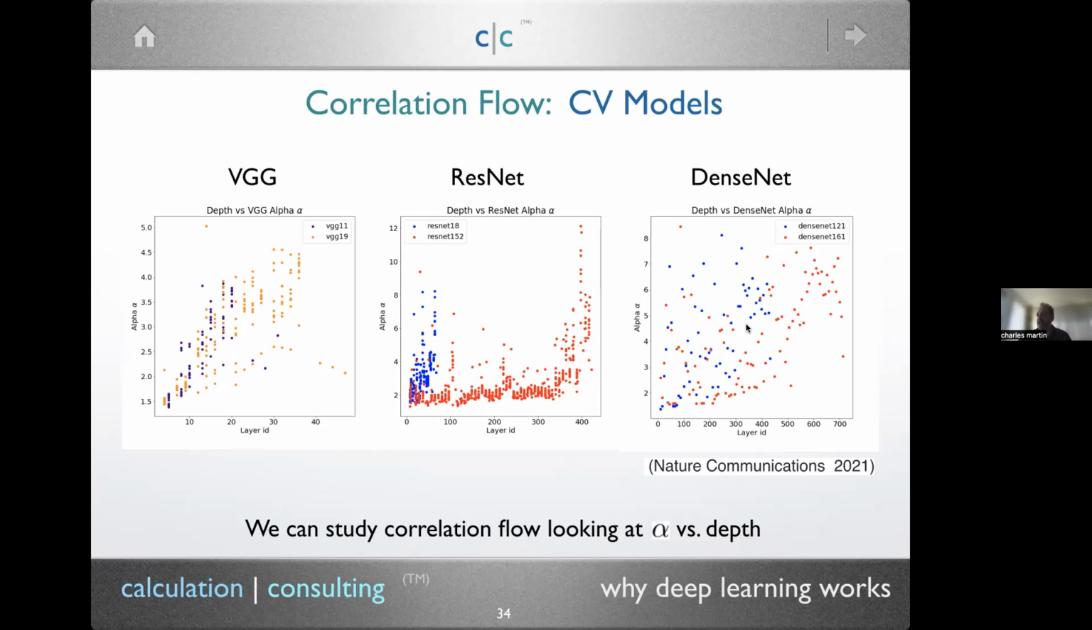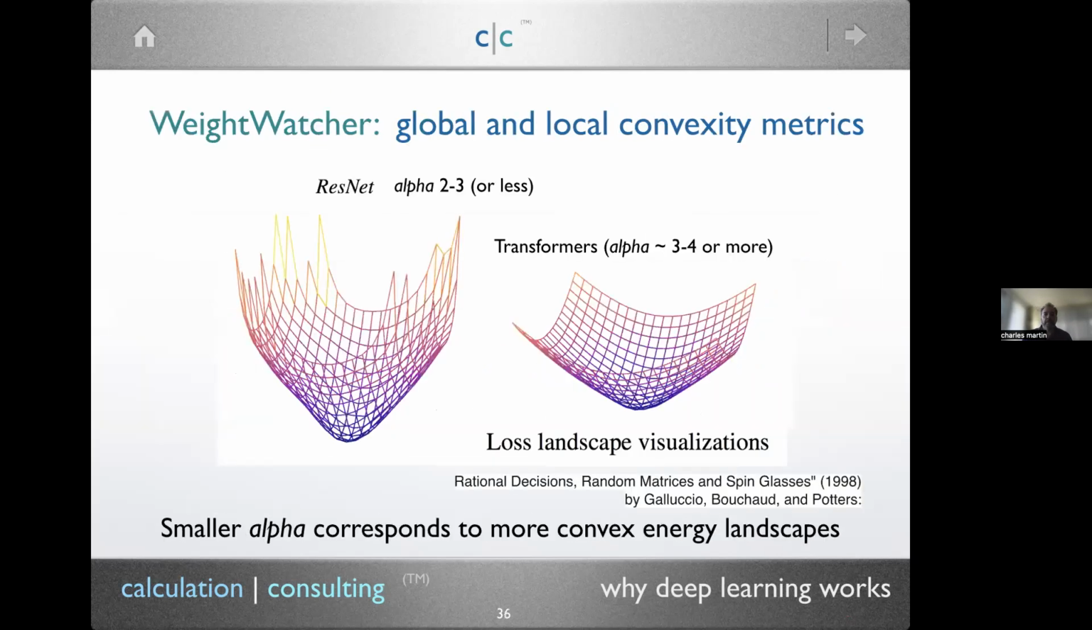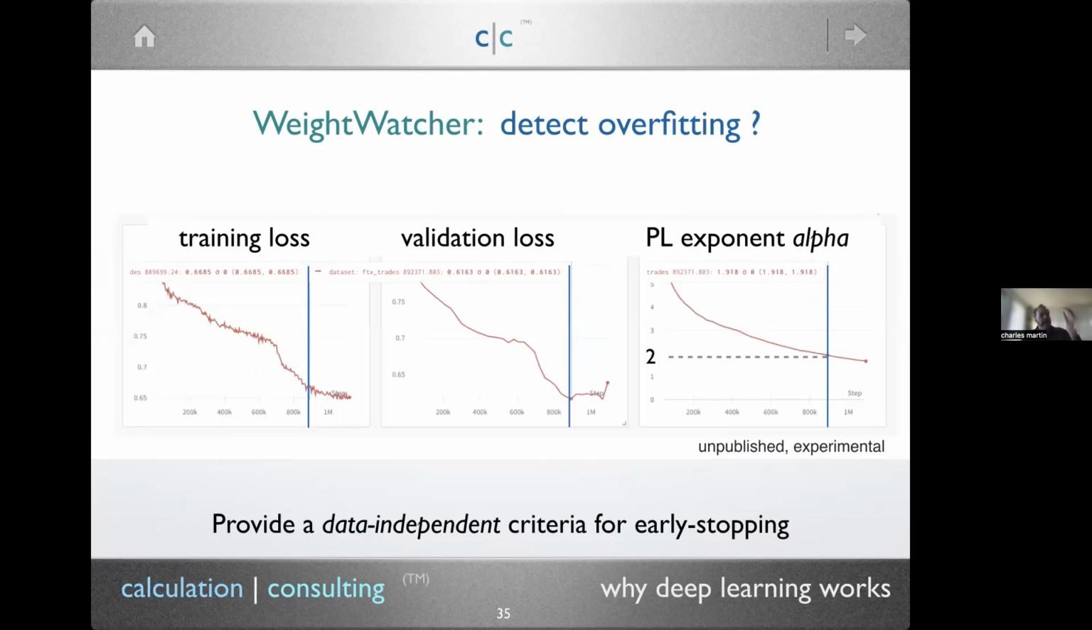So one person can train the model, and somebody else can analyze it. We also have some examples of trying to use alpha as an early stopping criterion. This is some interesting work that was done by someone at a hedge fund. I can't reproduce this work, but he was showing this to me. I thought it was so remarkable what he showed me that I put it in the plot. But again, this is unpublished and experimental.